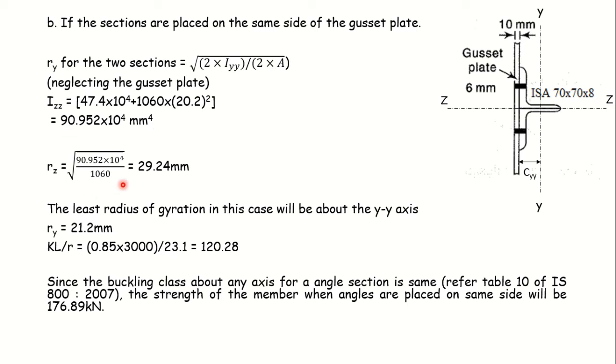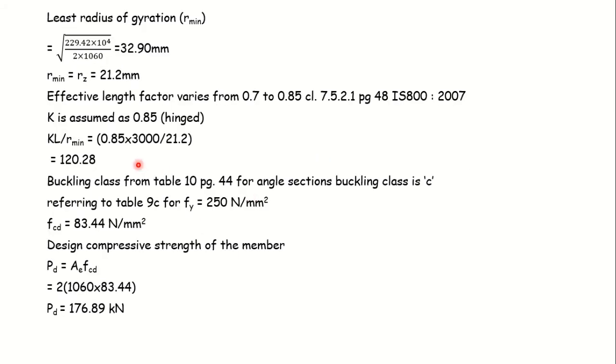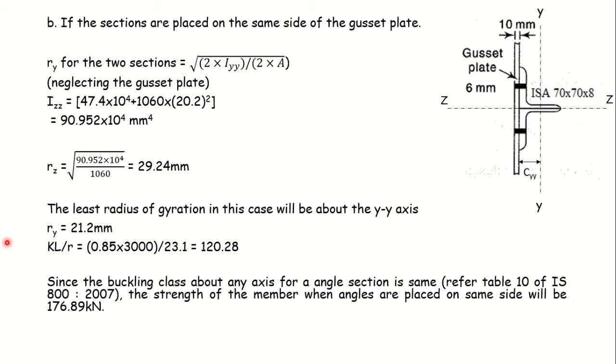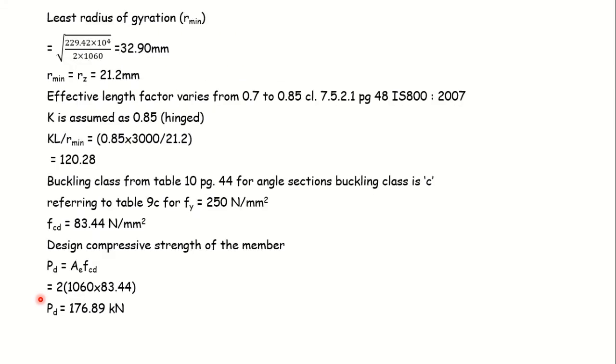From this, Rz comes out to be 29.24 mm. So if I compare Ry and Rz, we find that Ry has the least value. So our minimum radius of gyration is Ry, which is 21.2 mm. Based on this, KL by R will again turn out as 120.28, which was there in the earlier case. So same. Now on that basis, again if we refer to table 9C, FCD, and calculate the load carrying capacity of the section, it comes out to be 176.89.